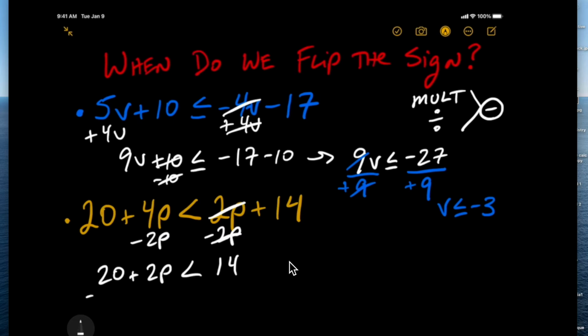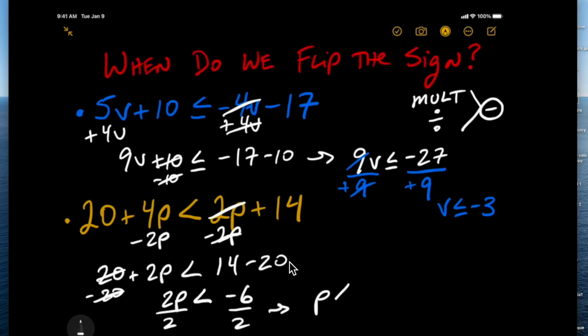My next move here would be to subtract 20 from both sides, leaving me with 2p is less than negative 6. Now we would divide by 2. Final answer would be p is less than negative 3. So far, absolutely no reason to flip the sign.